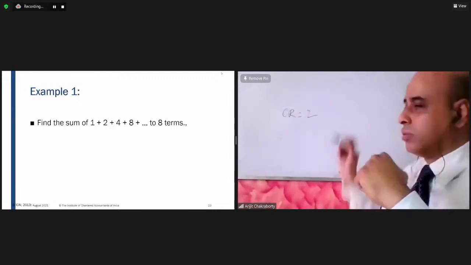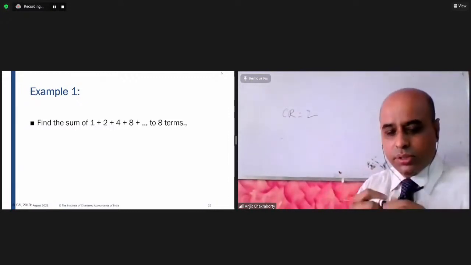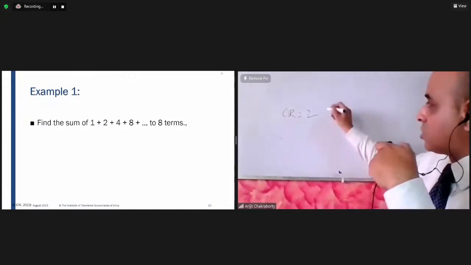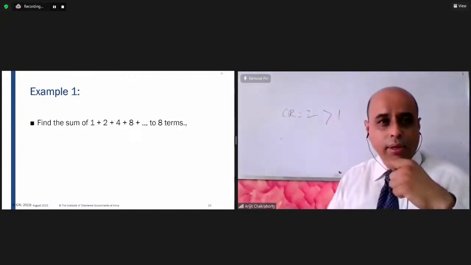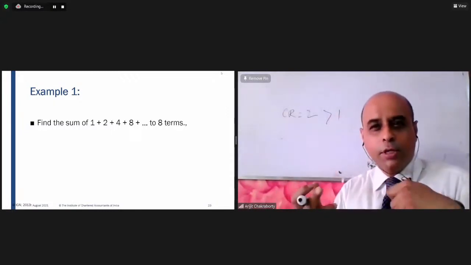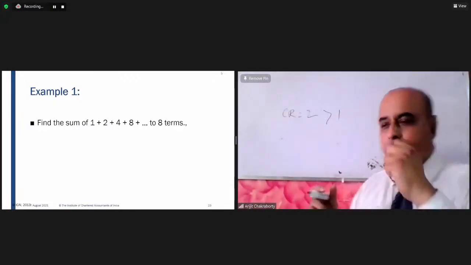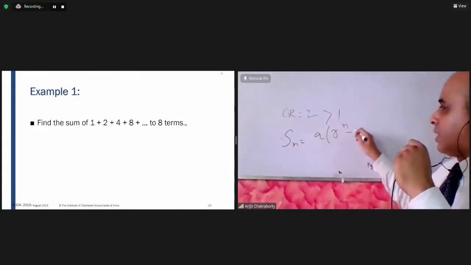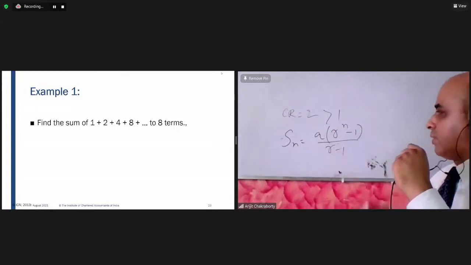So common ratio is 2. So safely we can write common ratio is 2. We have to find the value till 8 terms. Also, please note common ratio is more than 1. The ratio is 2, that means it is more than 1. So which formula we shall be using? We shall use the formula Sn equal to a(r to the power n minus 1) by r minus 1.